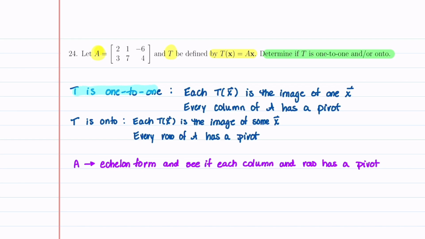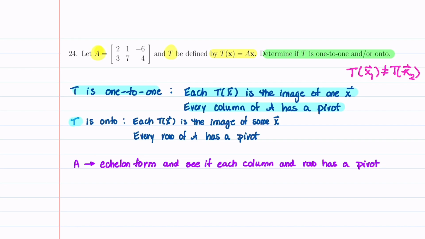A transformation is 1-to-1 if each T of X is the image of 1 X. This just means that every T of X is unique. We can think of this as T of x1 cannot be equal to T of x2. So we can't have two transformations that are the same. The way that we can determine this by looking at a matrix is a transformation will be 1-to-1 if every column of A has a pivot.